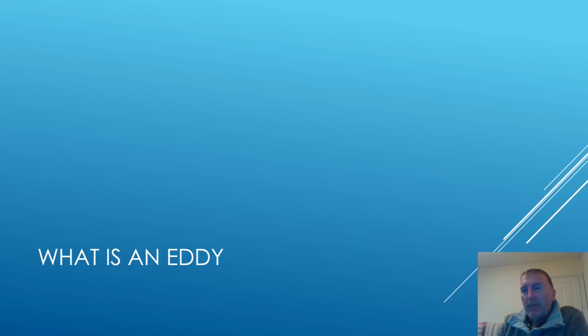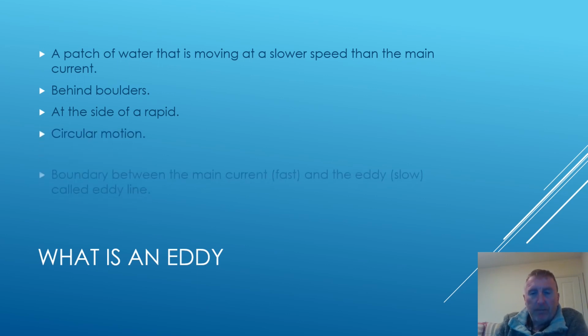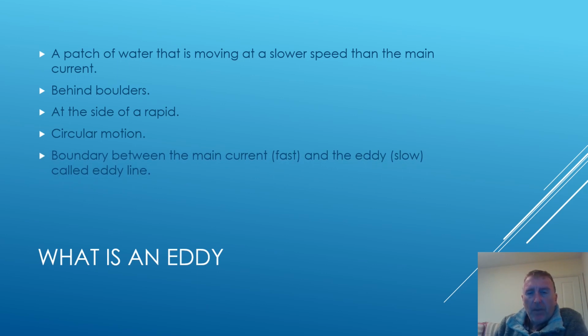So what's an eddy? It's water that's moving at a slower speed than the main fast current. You find it behind a boulder, to the sides of the river, either side of a rapid. It's a circular motion of water usually. The boundary between the main current and the eddy is often quite distinct, and we call it an eddy line.